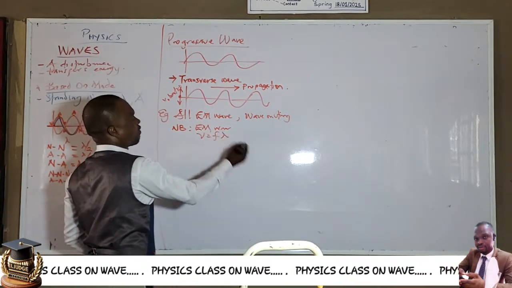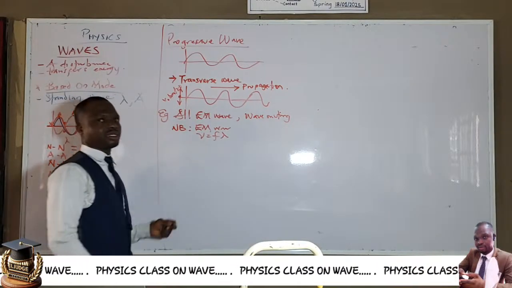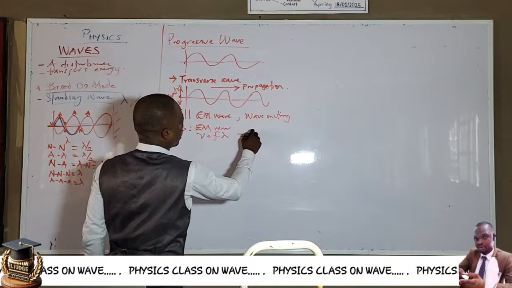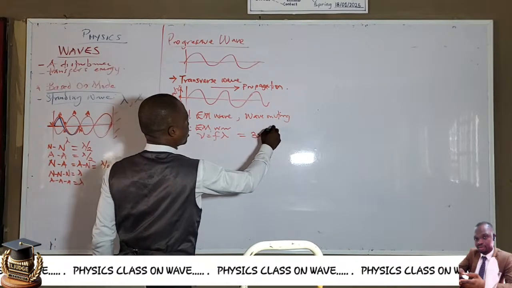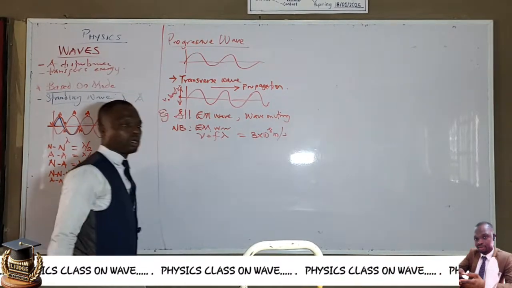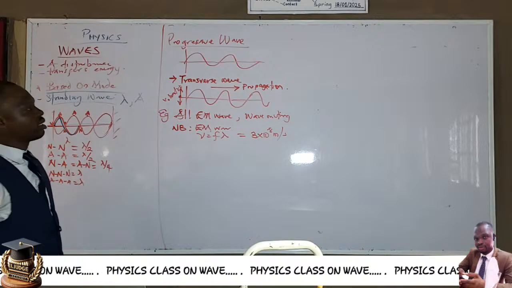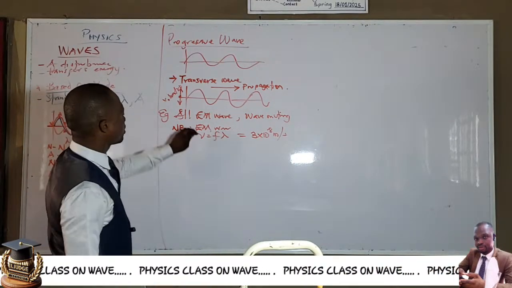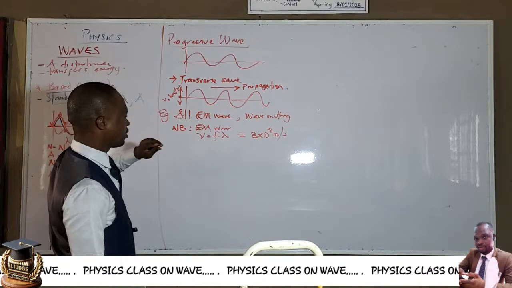Then note that for all the EM waves, velocity equals f lambda. We have to know that they all travel with the same velocity, and that velocity is the velocity of light, 3 times 10 raised to power 8 meters per second. So you have to note that in your book. That's for all electromagnetic waves.